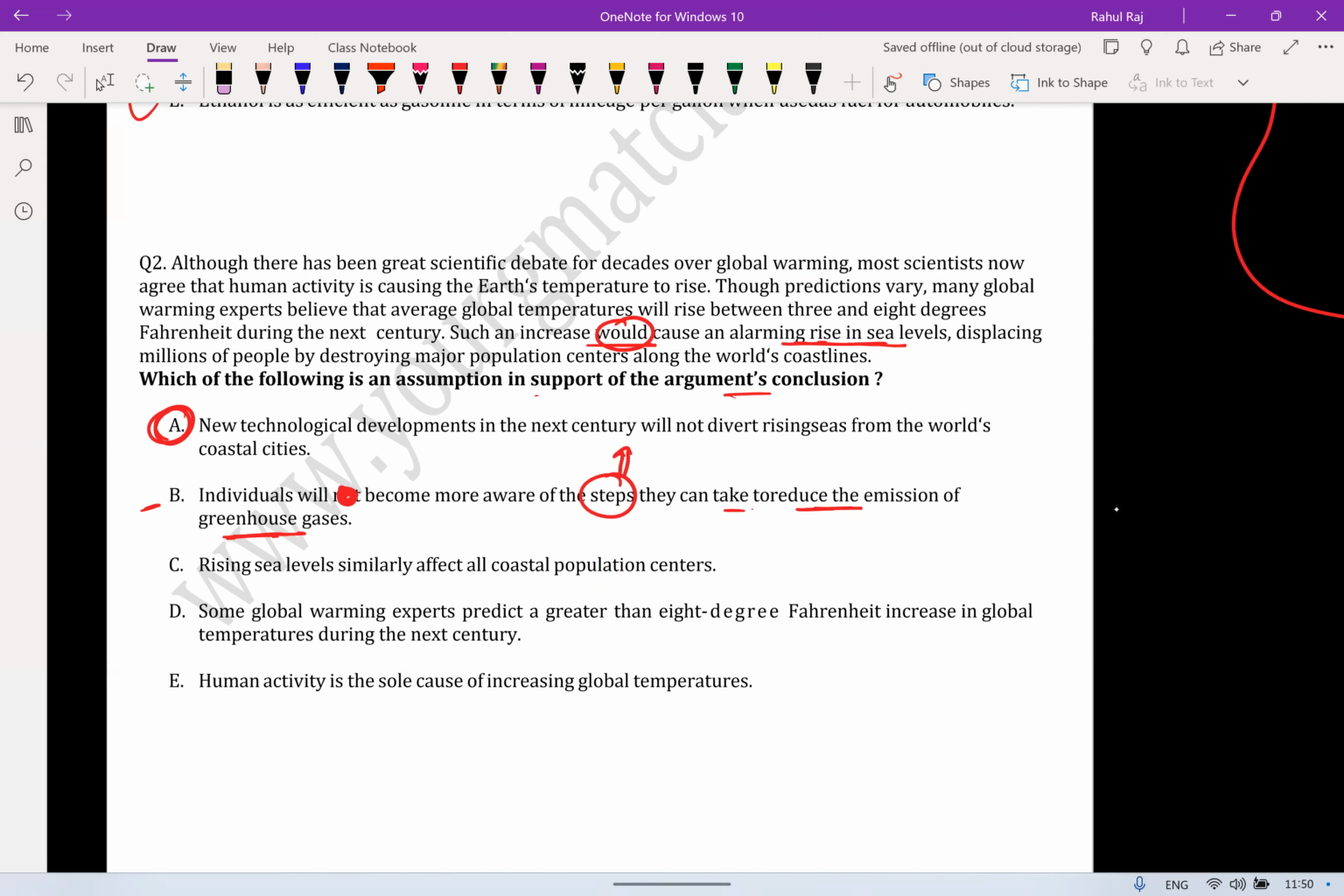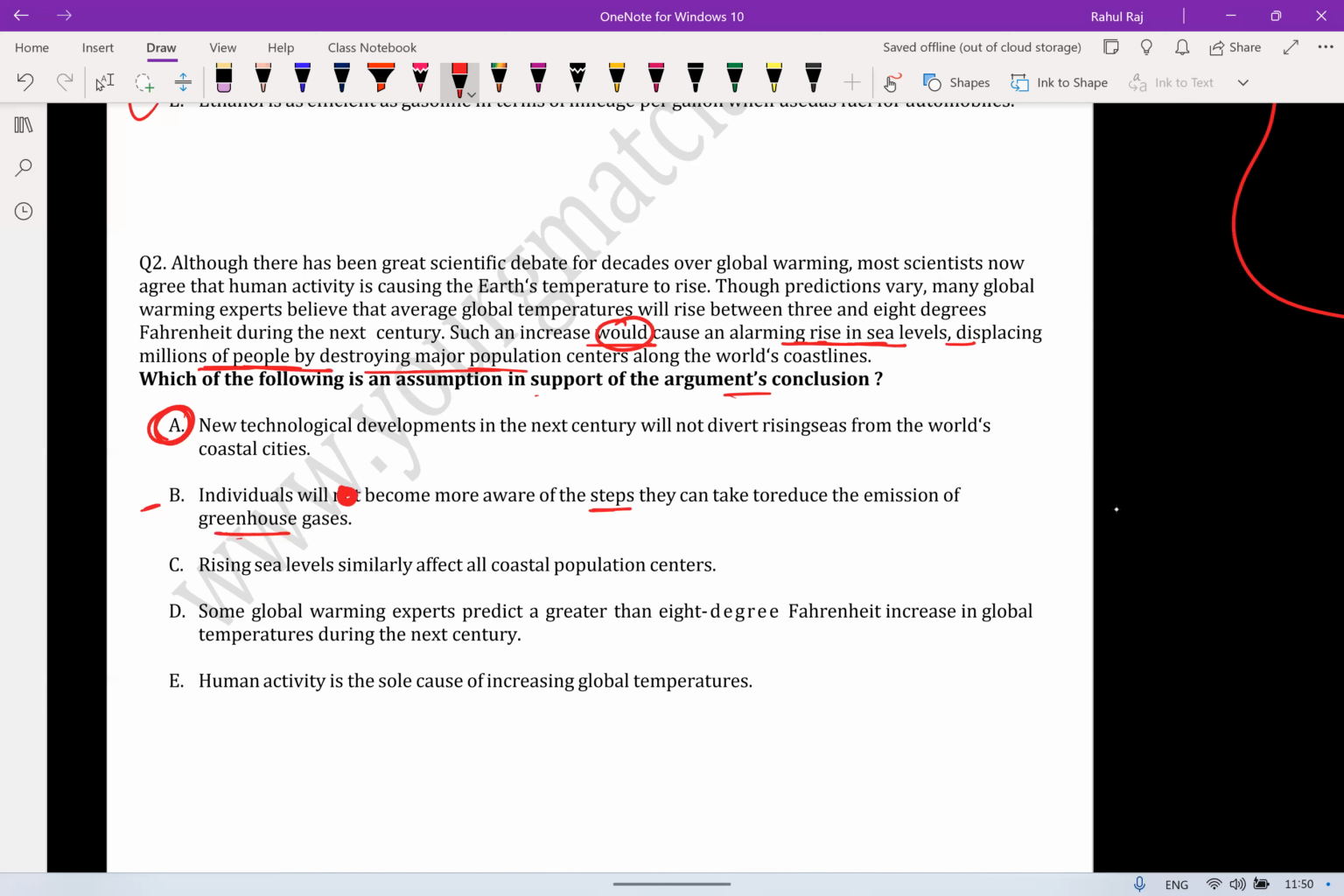Like imagine you didn't get into so much detail about it. My simple job is to negate the answer choices. That individuals will become more aware of the steps they can take to reduce the emission of greenhouse gases. Tell me how it is weakening my conclusion. Such an increase would cause an alarming rise in the sea level, displacing millions of people by destroying major population centers. In what way? If at all you give me any thought process of yours, doesn't matter, let it be right or wrong. But one who has marked B, after what thinking have you marked B? Because if you negate option number B, it should weaken my conclusion. Just give me one reason how it is weakening the conclusion. Can I say, Rahul? Yeah, please, why not?